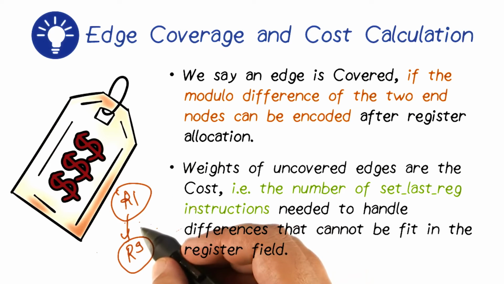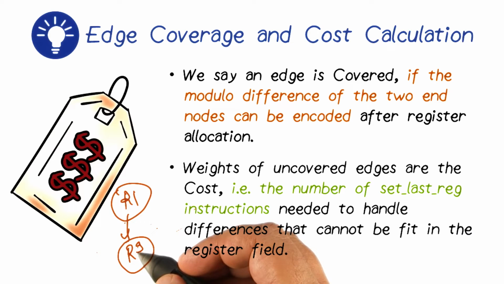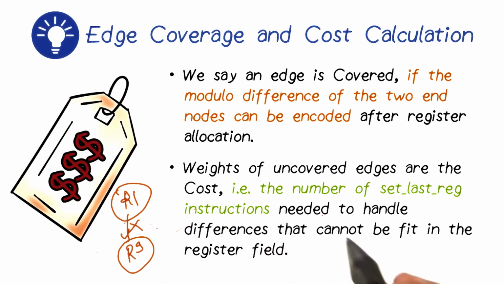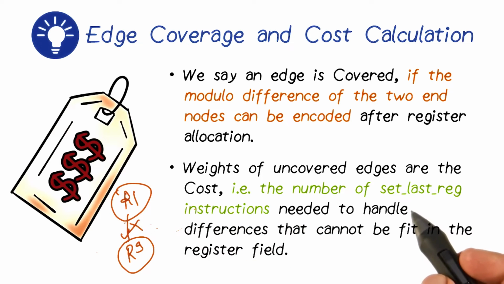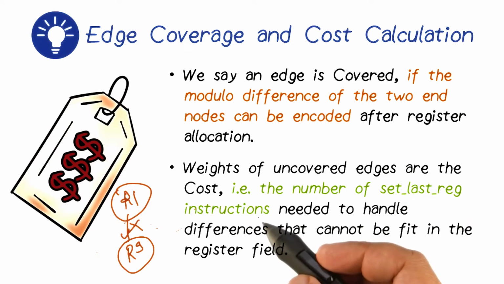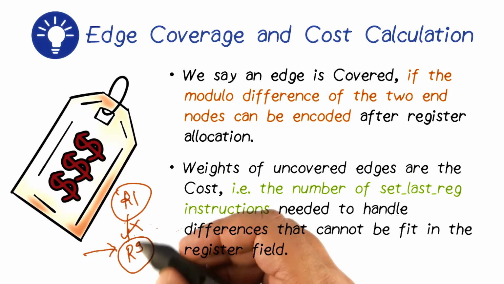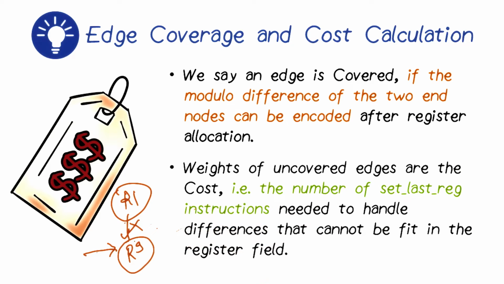So you can see that the difference is 8 here, and to represent it, we'll need 3 bits. We have only 2, we cannot represent this difference, and therefore such an edge will not be covered, and we'll have to pay the price by putting a set last reg instruction here. What will it do? It will set the register number to R9, and will not be able to take advantage of differential encoding in such cases.